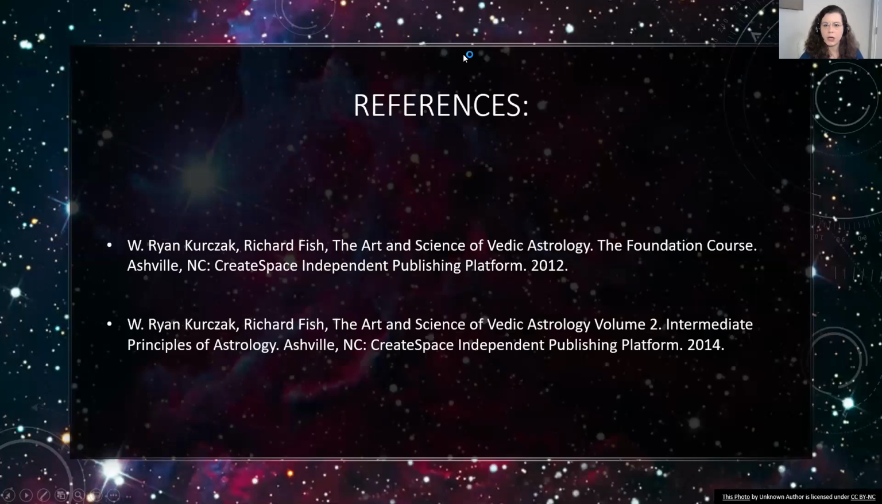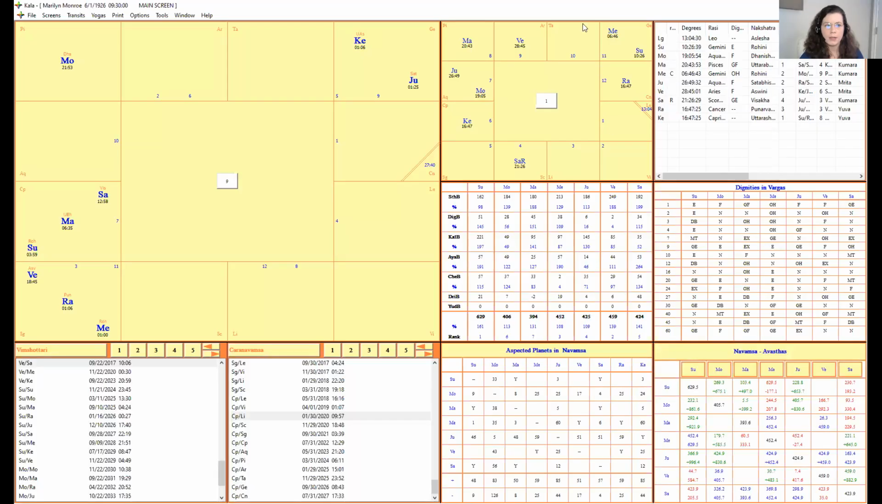So I'm going to share a chart with you today. And we're going to look here at the chart of Norma Jean Mortensen, aka Marilyn Monroe. She was born in Los Angeles on June 1st, 1926 at 9:30 a.m.